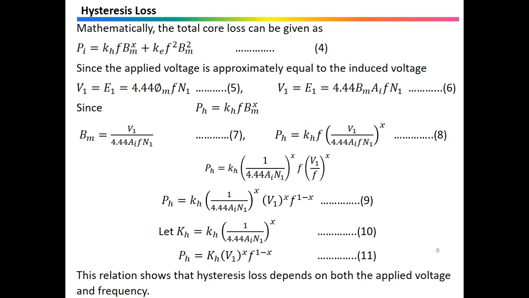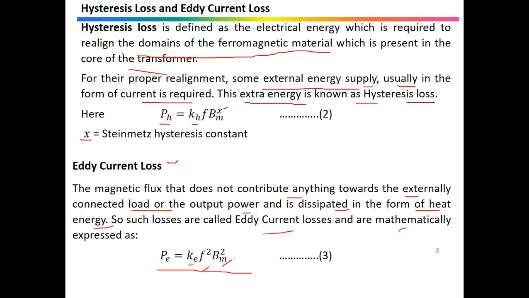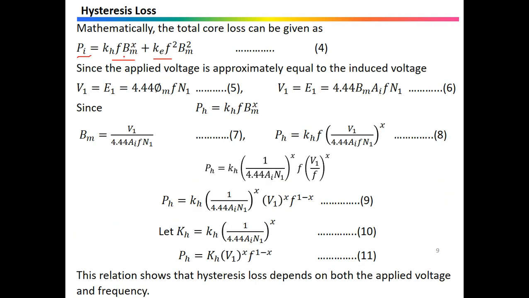Mathematically, if we are interested in taking their contribution, the total core loss is the sum of the hysteresis loss as well as the eddy current loss. So the total core iron loss, or the core loss Pi, is nothing but the sum of these two losses, equation number 2 and equation number 3. So I can write here that the total iron loss will be the sum of these two.